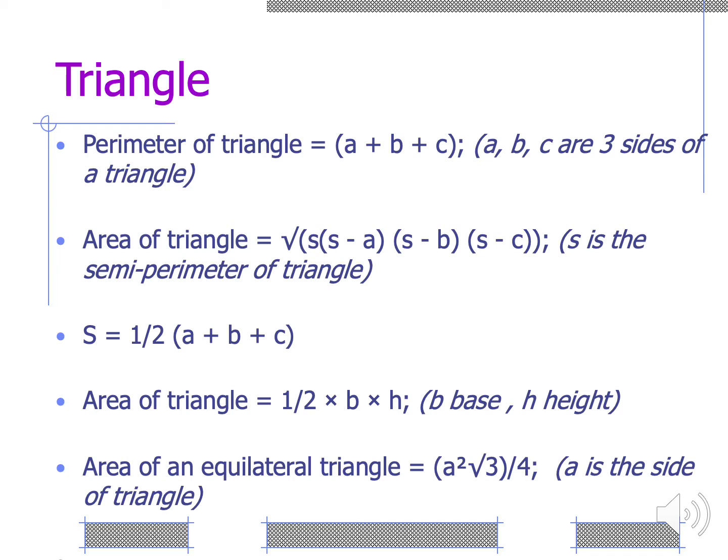And if you're given a triangle which is a right triangle, or maybe there is a straight height, that's simply 1/2 of the product of the base and the height. And if it is an equilateral triangle, that is just a squared times the square root of 3, over 4, where a is the equal side. Since it is equilateral, all sides are equal.